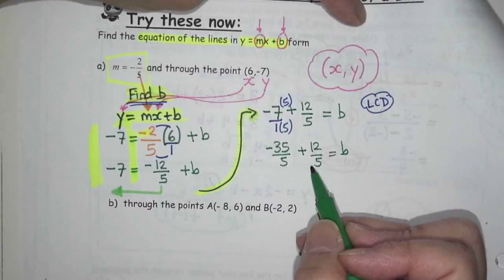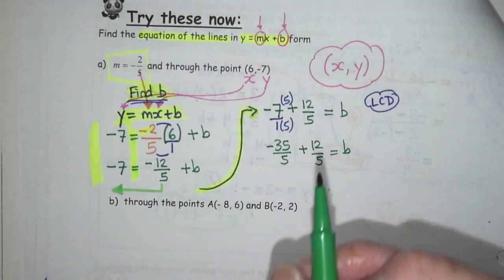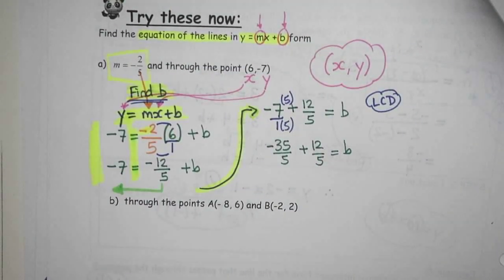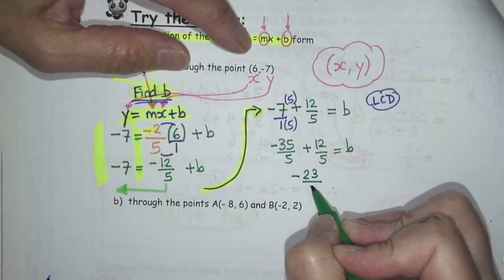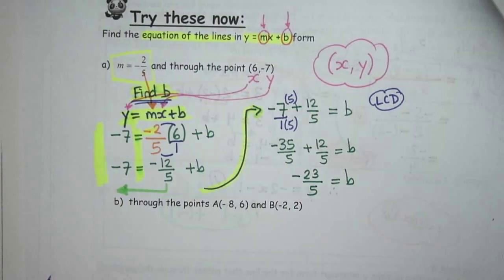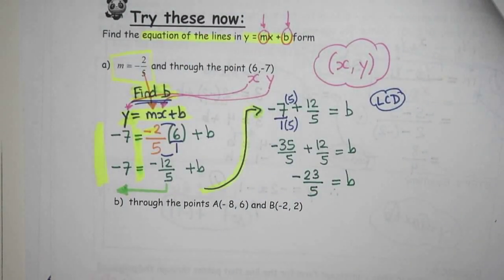Some people don't write that step, and they go right and they add it together, but I'm going to write that step so that I can do negative 35 plus 12, which would be negative 23. So negative 23 over 5 equals b. So I've got that, and then now all I have to do is put it together and write my conclusion.